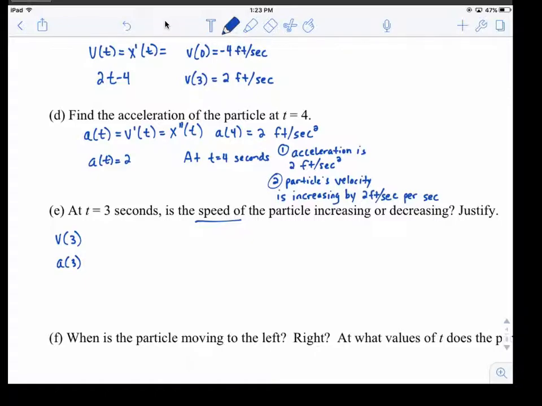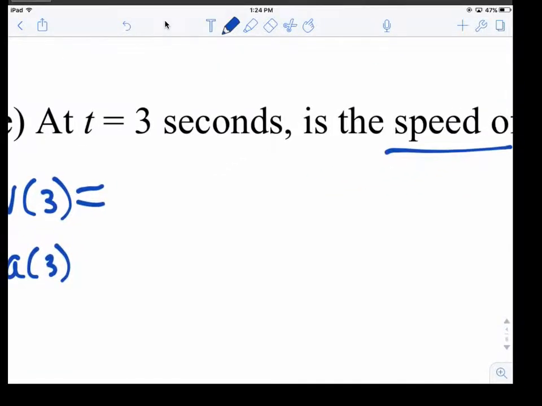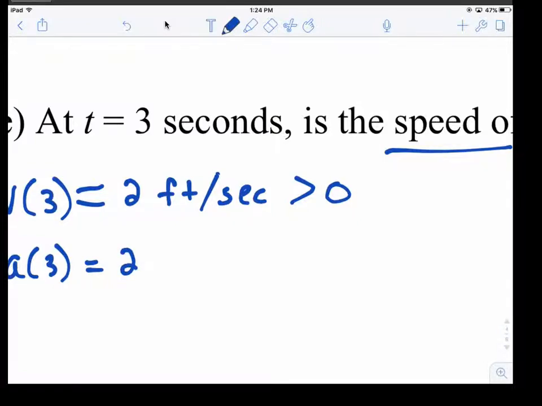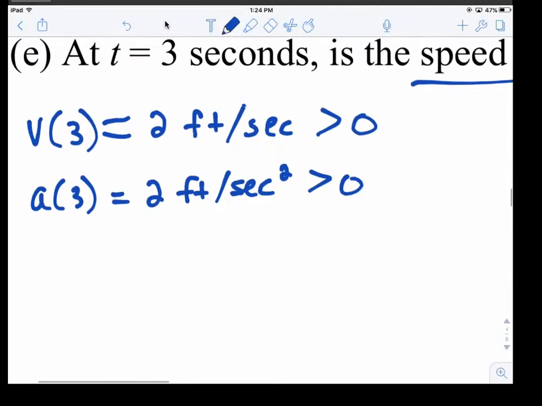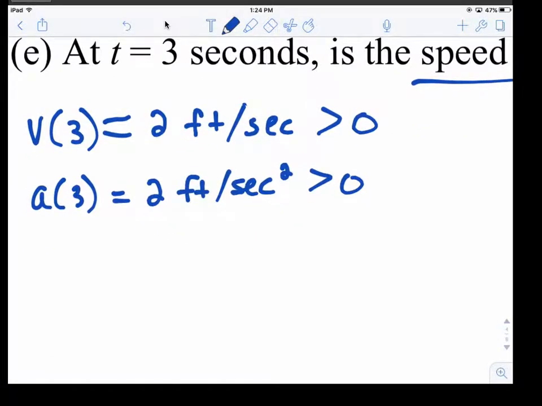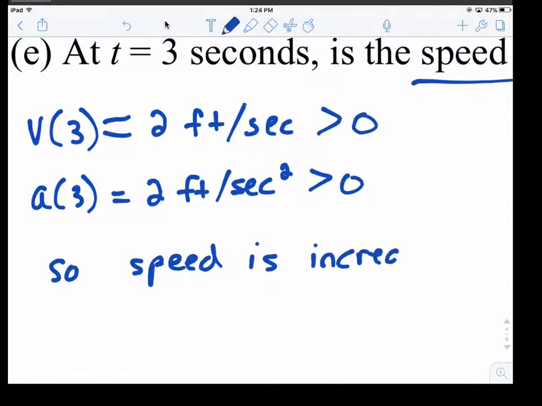So what would v of 3 be? What do you get? 2 feet per second, which is greater than 0. And then what is a of 3? Right, which is also greater than 0. So, because they are both positive, they're working together. So that means that your speed is what? So speed is increasing.